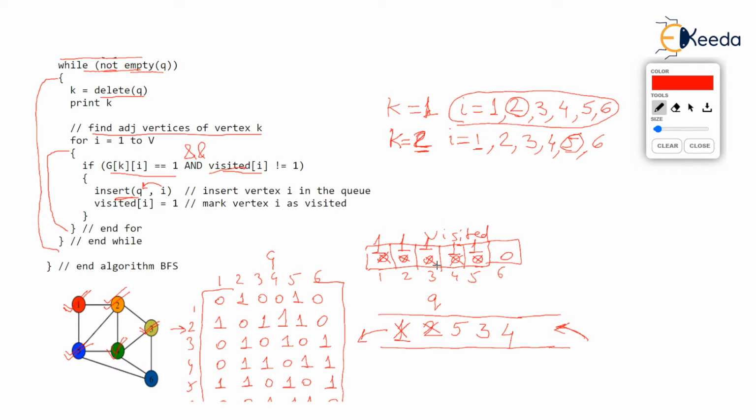2 and 6 are not adjacent itself. So the first condition of the if itself fails. So 6 is not inserted in the queue. And what you observe again is the for loop ends because it has gone from 1 to b to the entirety. If the for loop ends, the while continues. And while will continue because queue is not empty. Note that not empty queue is true because queue contains 3 values: 5, 3 and 4.